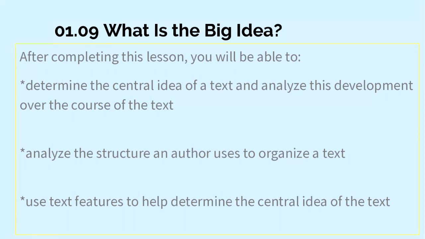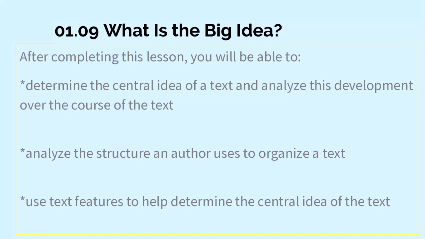So your objectives for 1.09, after completing this lesson, you will be able to determine the central idea of a text and analyze this development over the course of the text. Analyze the structure an author uses to organize a text, and use text features to help determine the central idea of the text. So as you are going through 1.09, you want to take these objectives, turn those into questions. So you can do, how do I determine the central idea of a text? What do I do to analyze the structure? And how can I use text features to help determine the central idea of the text?